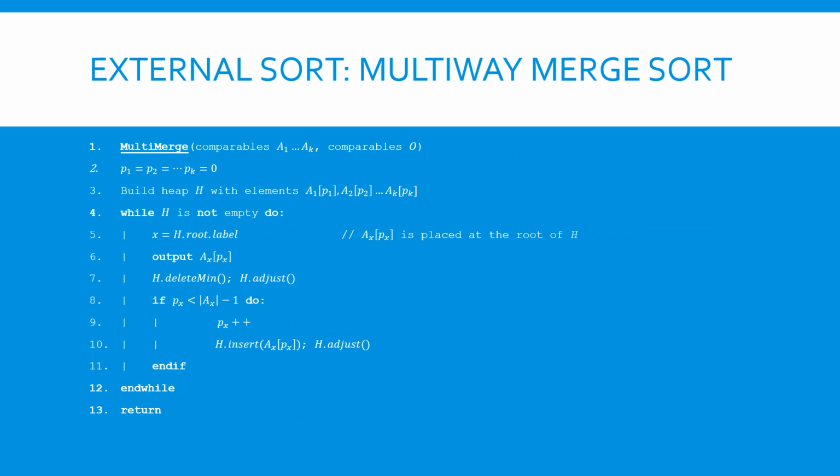At this point, we can summarize the multiway merge procedure as the pseudocode shown here. In line 3, we construct a size k heap. Within the main while loop, at lines 5 to 7, we output the smallest one among the k pointer-bearing elements. In lines 8 through 11, we increase the pointer and add the next element to the heap if available.